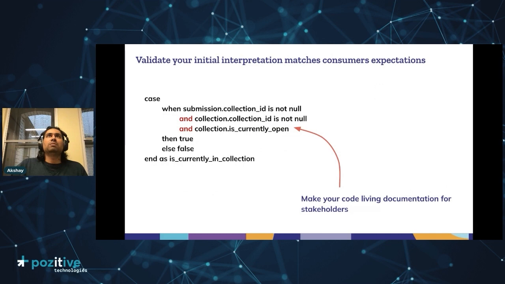The way we went about this is again by having discussions with our consumers to understand the way that they want us to interpret this value, so that we assign the right Boolean value to that column. But the other thing we decided to do is to make the code that we wrote easily readable and understandable, even to our stakeholders.